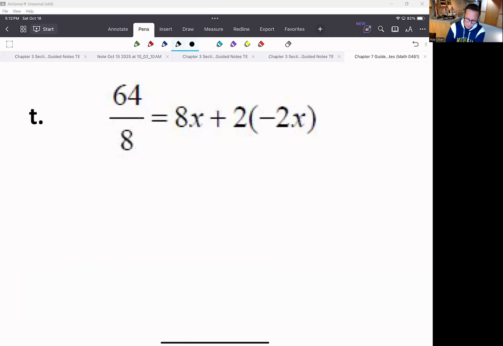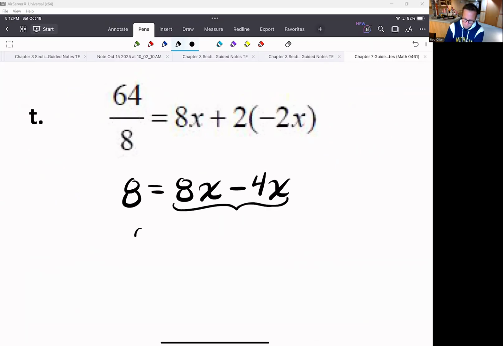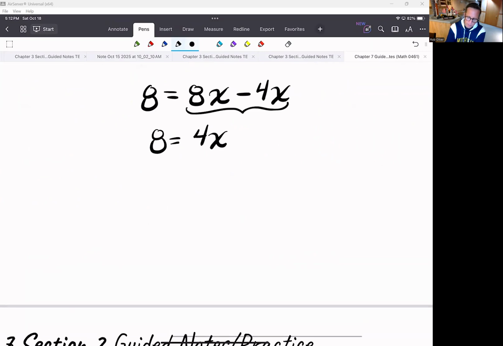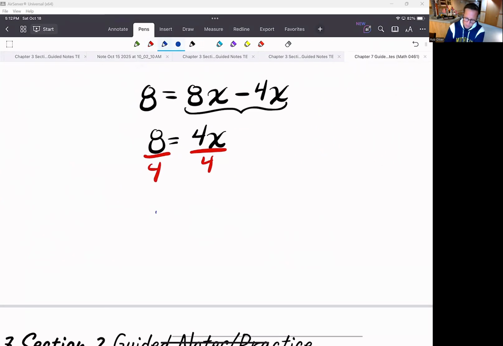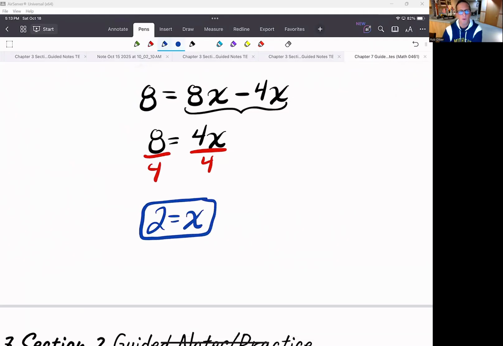All right, I'm going to divide these. That's 8. And then I'm going to divide by 4. You got 2 equals x. All right, that does it for this section, chapter 7, section 1.